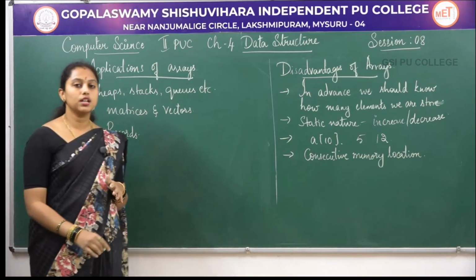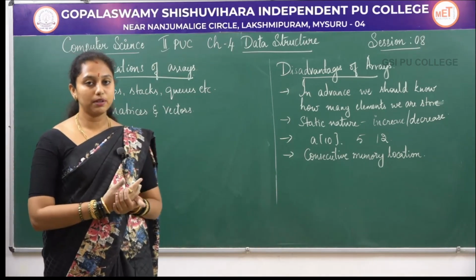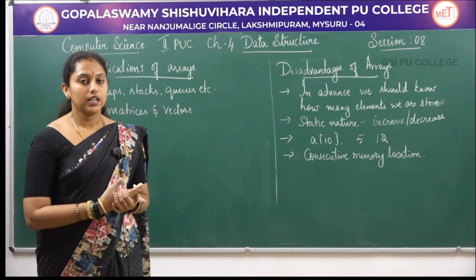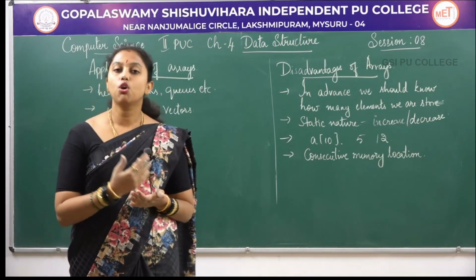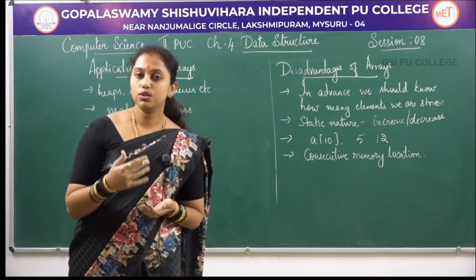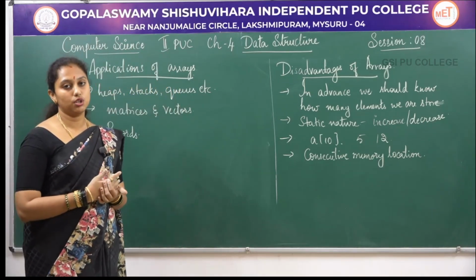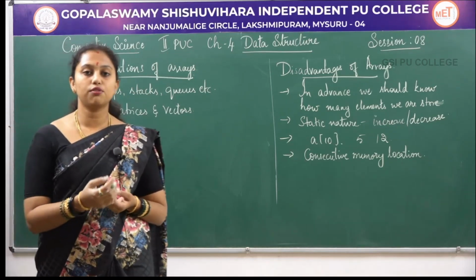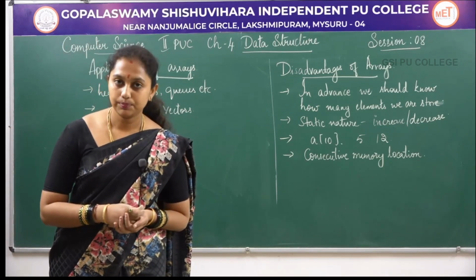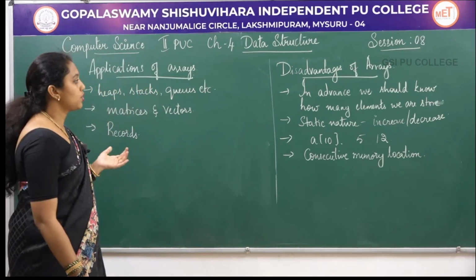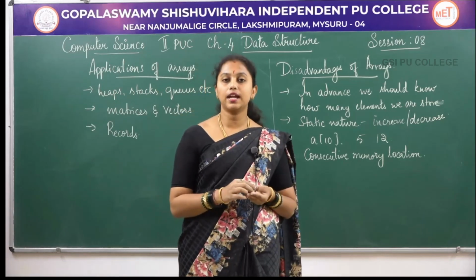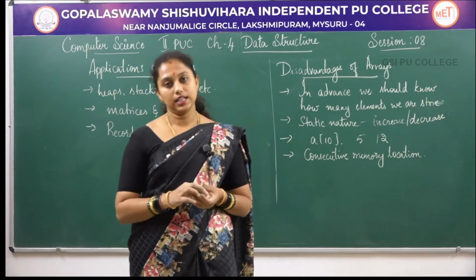So in this session we have studied what a two-dimensional array is and how to represent a two-dimensional array using row major and column major order. And using row major and column major order, we learned how to find the memory address of any element in an array. And also we studied advantages, disadvantages and applications of arrays.